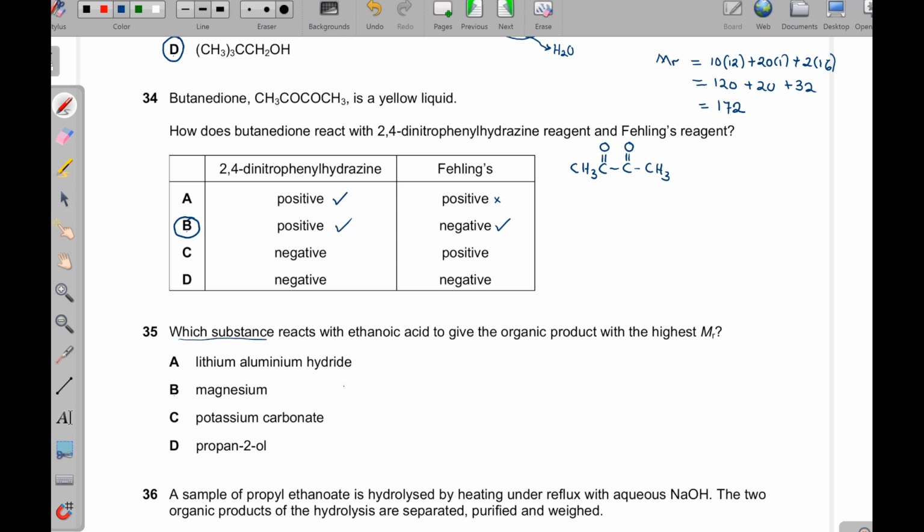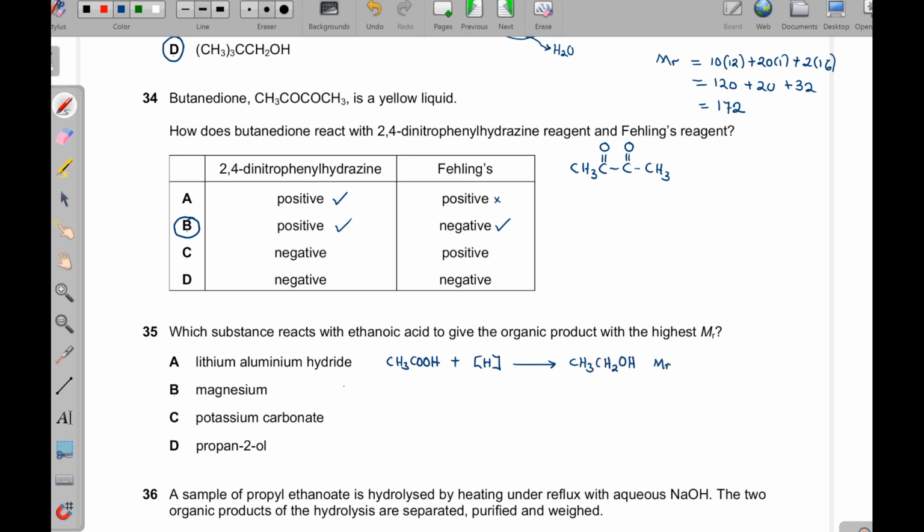Question 35. Which substance reacts with ethanoic acid to give the organic product with the highest relative molecular mass? If you get ethanoic acid and you react it with lithium aluminium tetrahydride, this one is a reducing agent. So we represent it with a hydrogen here in these brackets. Then we shall get first an aldehyde, and then we get an alcohol, the primary alcohol. So we shall get CH3CH2OH.